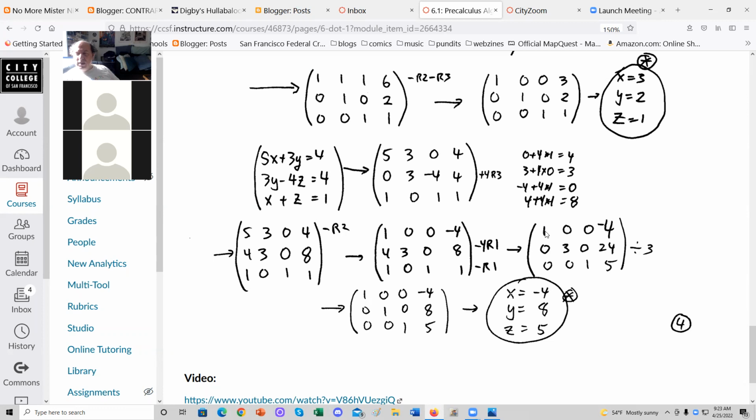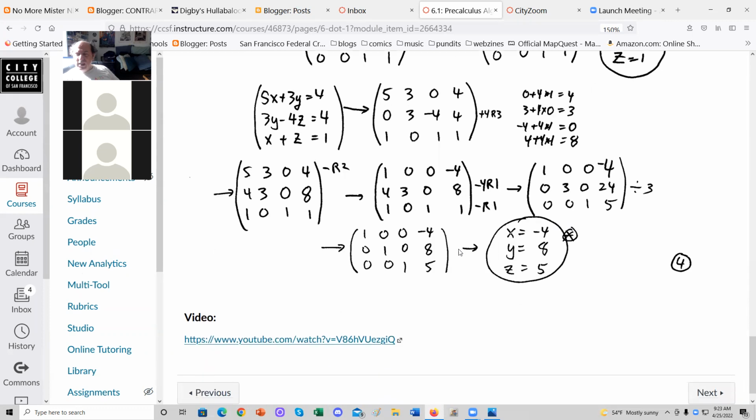Okay, this is almost the diagonal. 1x is negative 4, 3y is 24, 1z is 5. For this row here, we'll divide throughout by 3 to rescale it. And so get 1, 0, 0, negative 4; 0, 1, 0, 8; 0, 0, 1, 5. So x is negative 4, y is 8, and z is 5. And that's the solution to this system.